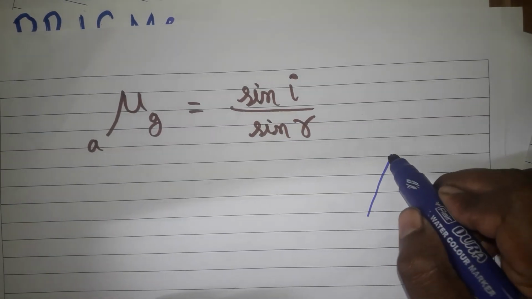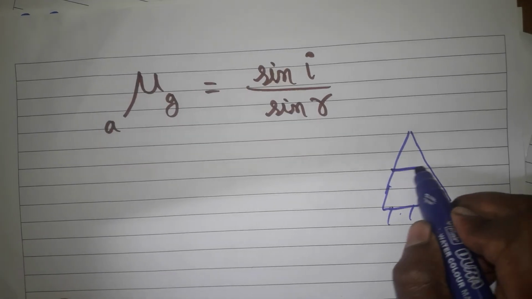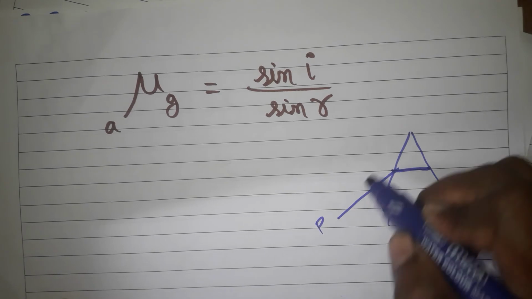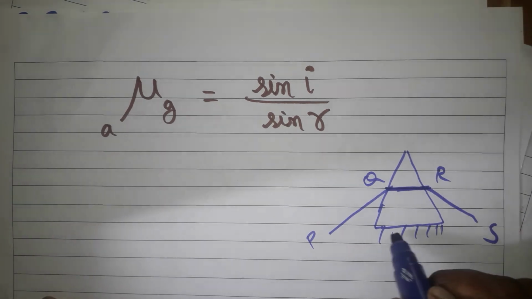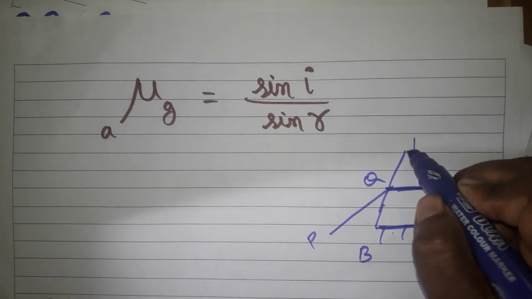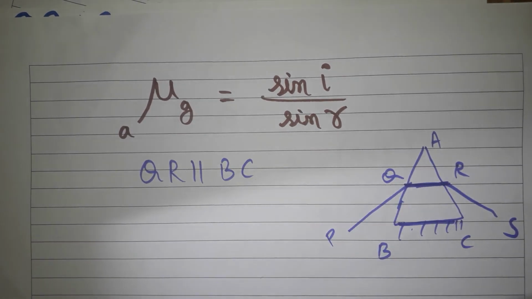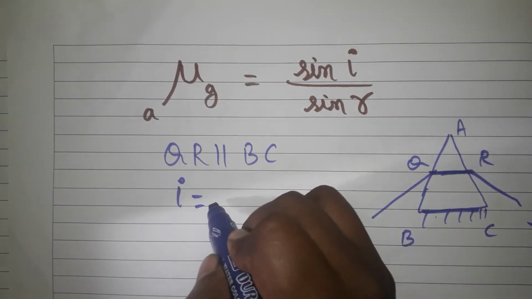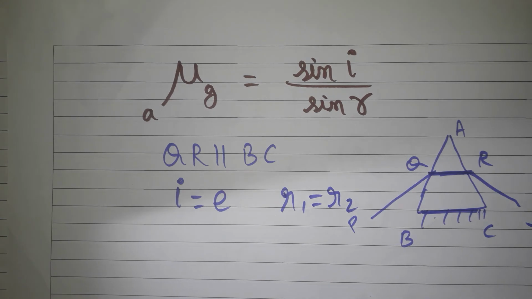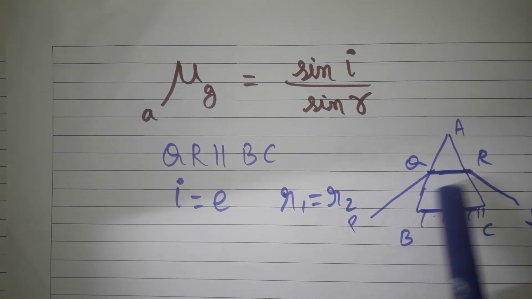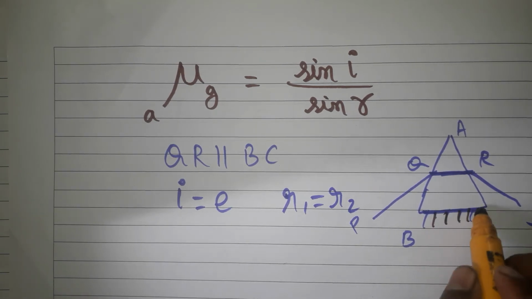We have a prism like this. PQ is the incident ray, QR is the refracted ray, RS is the emergent ray. When QR becomes parallel to BC, the base of the prism, that is the time the condition will be I is equal to E and R1 is equal to R2. These two conditions are satisfied when the base of the prism and the refracted ray are parallel.